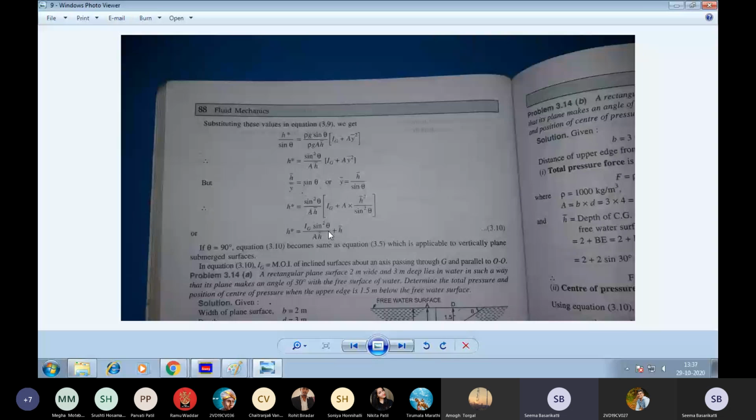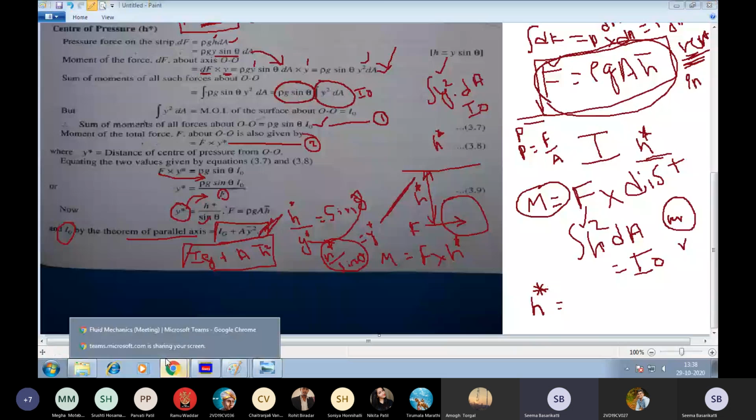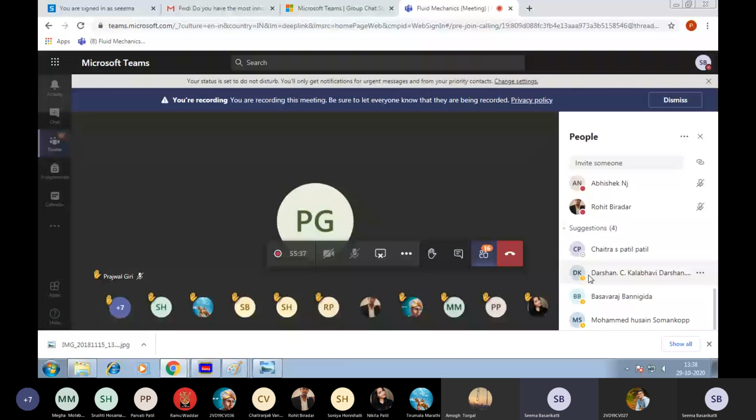Now students, tell me what was the equation for vertical condition? What was the equation for h star for vertical condition? Till now, how have you identified the value of h star? Which equation are you going to take?